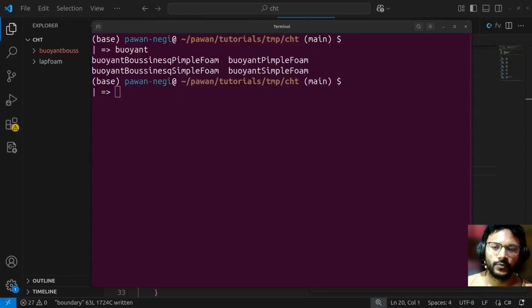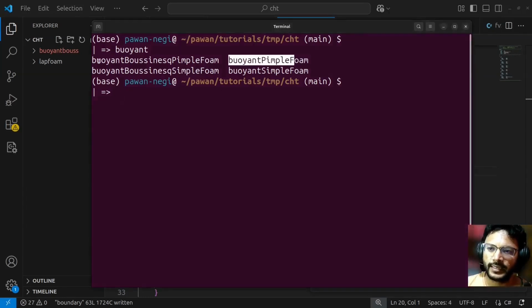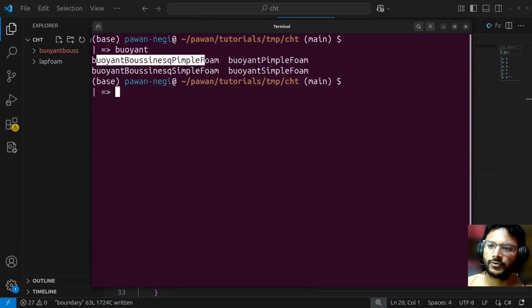Hello navigators, welcome back. Today in this lecture we are going to talk about another solver which is called buoyantPimpleFoam. Unlike the solver that we discussed in our previous lecture, buoyantBoussinesqPimpleFoam, that particular solver was for incompressible fluids. There the temperature variation in the flow is manifested into the density variation in the flow.